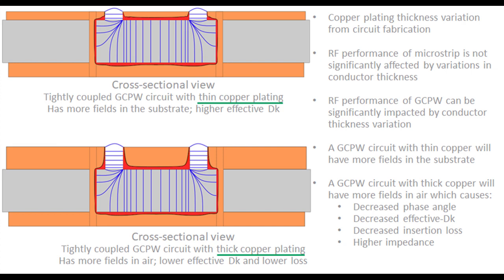What I'm showing here, the blue field lines, are the electric fields. You can see that in the case of the circuit with the thicker copper, there's more field in air, and air does have a low dielectric constant. It is the lowest, and of course that means the circuit with the thicker copper is going to have a lower effective dielectric constant, and the phase response would be different in general. You can stop the video if you'd like and look through the different bullet points. But keep in mind that copper thickness and its variation, which is normal in building a circuit, can impact the RF performance, and that's especially true at millimeter wave frequencies.